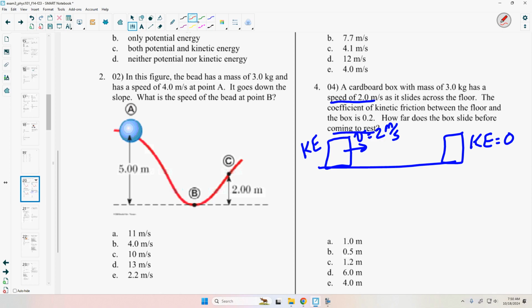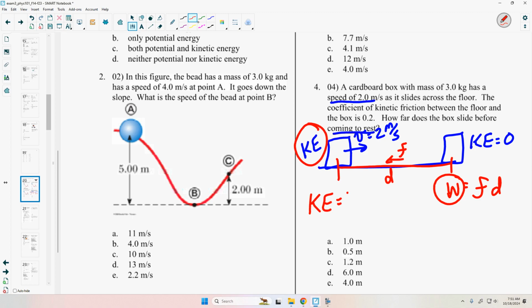The reason that it's all gone is that over this distance, it encounters a frictional force that acts over a distance d. And the work that's done by that frictional force, which is F times d, takes away all the energy from this box that has a certain speed and mass. So all the kinetic energy that this box has is taken away by the work done by friction. That means that the kinetic energy that it starts with has to equal the work that is done by the frictional force.